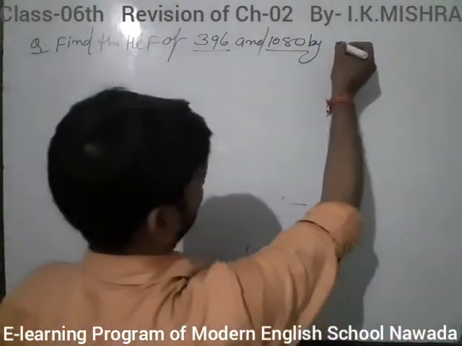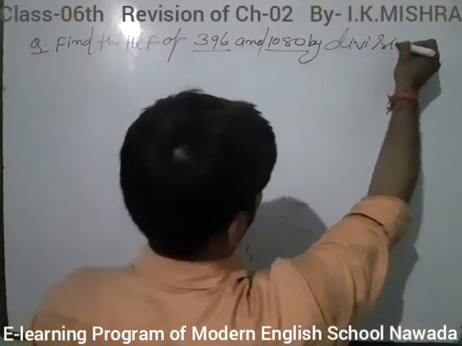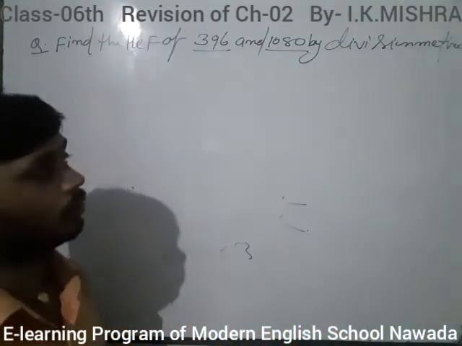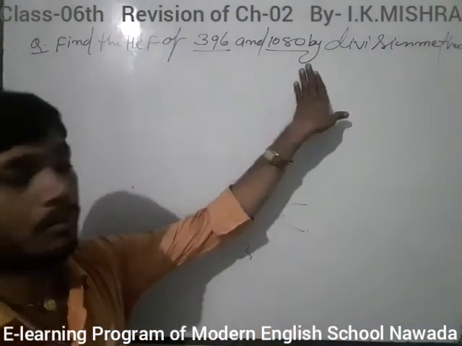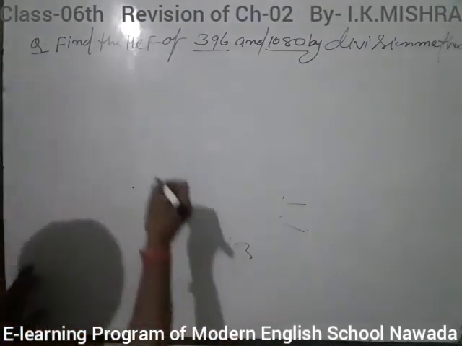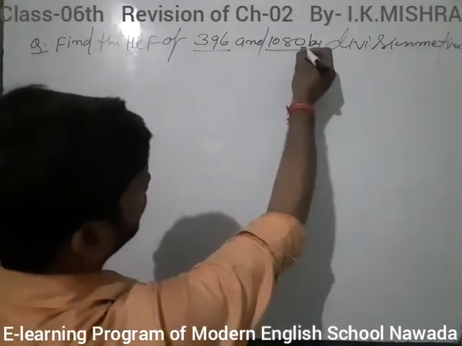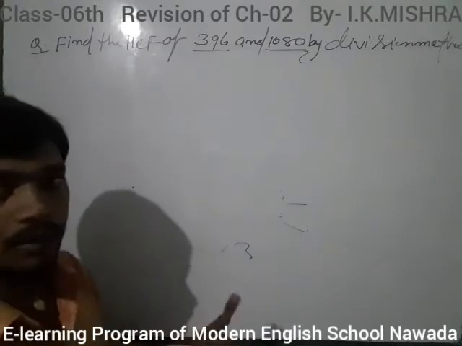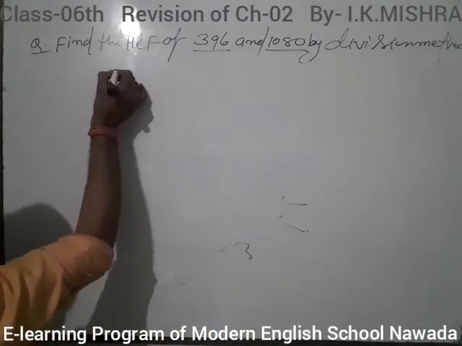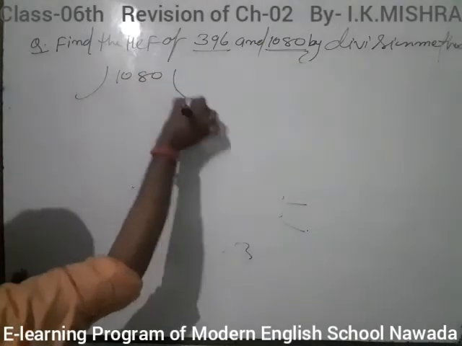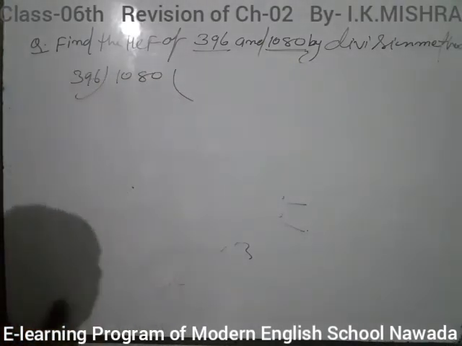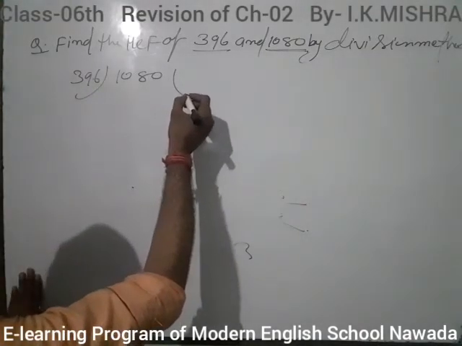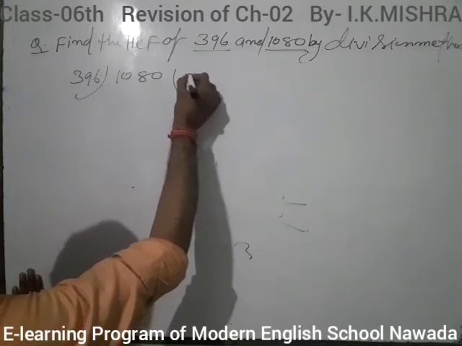When this question is written, suppose by division method, then you have to find the HCF of these numbers by division method. Then divide the greater number. Here the greater number is 1080 and divide by 396. Divided by 3 times it will be larger, so 2 times.